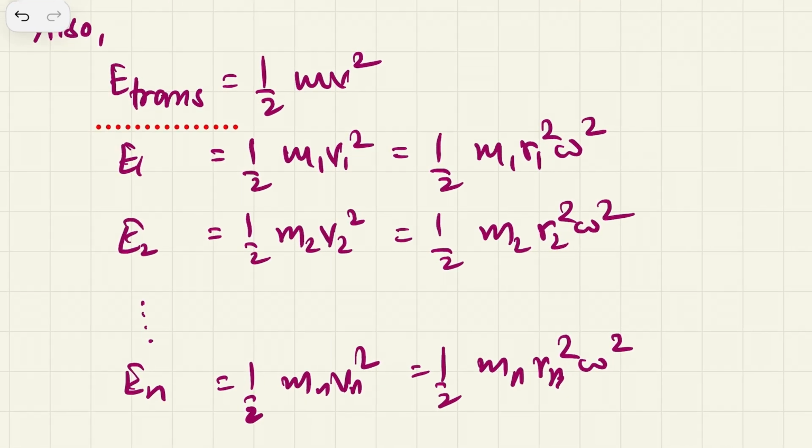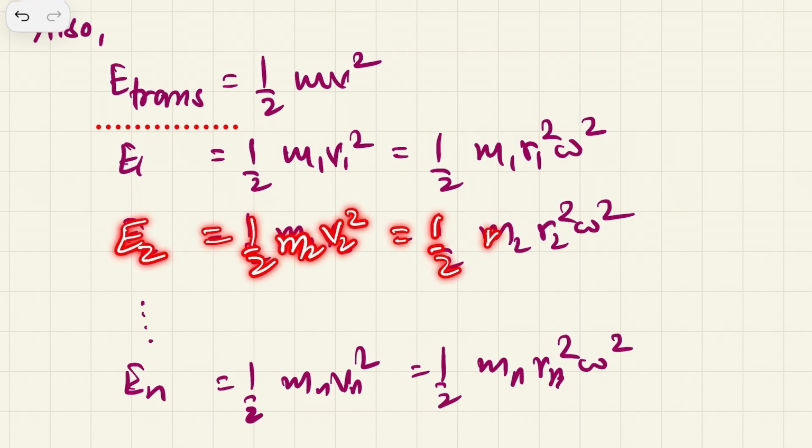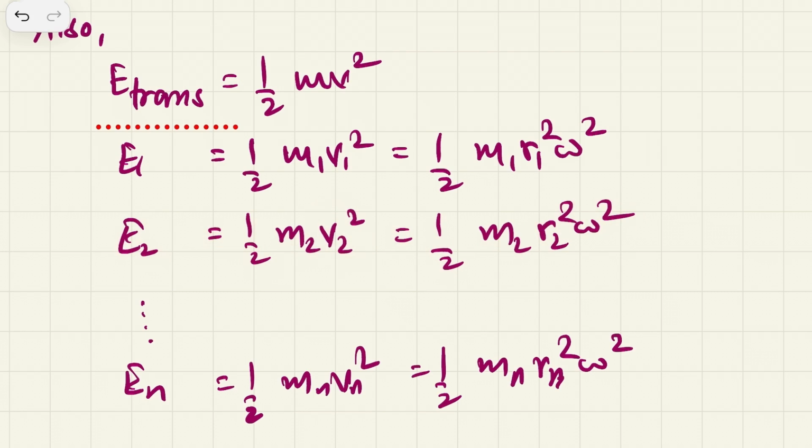Now if you do that for the second particle, E2 would be equal to half of m2 v2 square, and this would become half of m2 r2 square omega square, because the value of v2 is substituted from the previous equation. And if we keep on going, I'll get En, that is the energy of the nth particle, which would be half of mn vn square, which gives me half of mn rn square omega square.